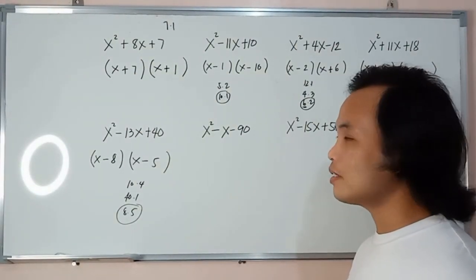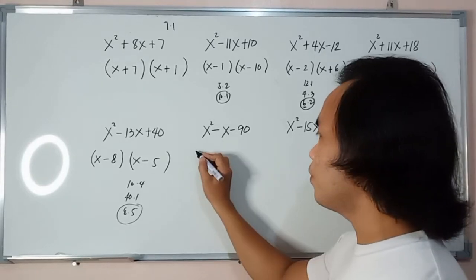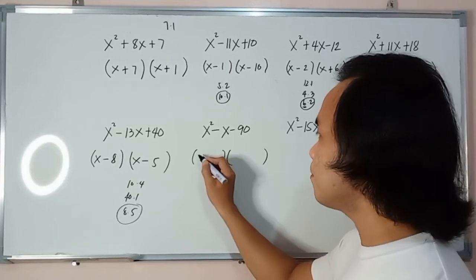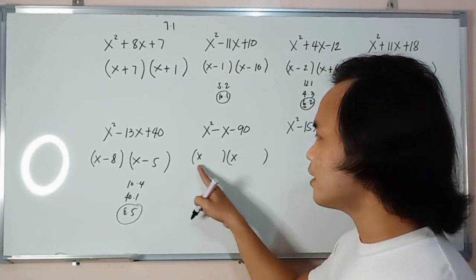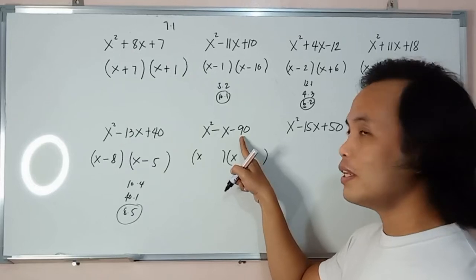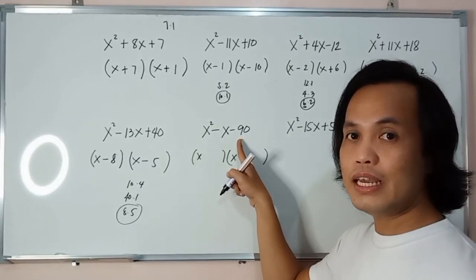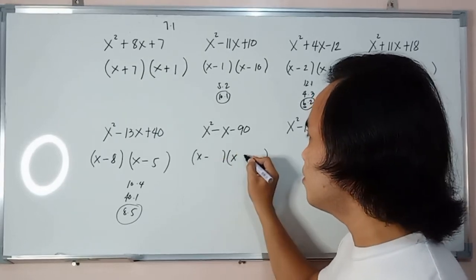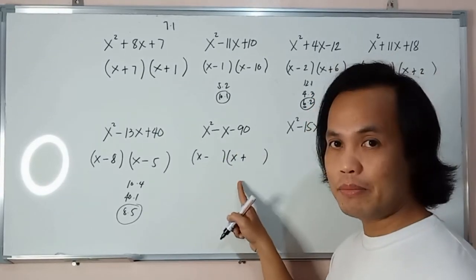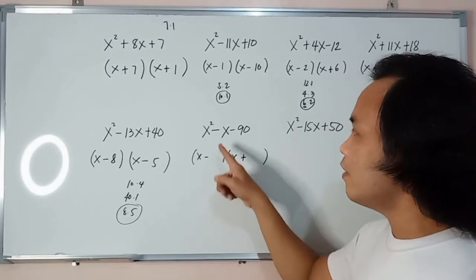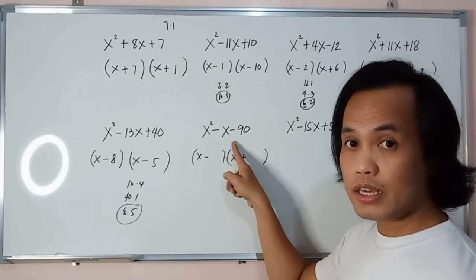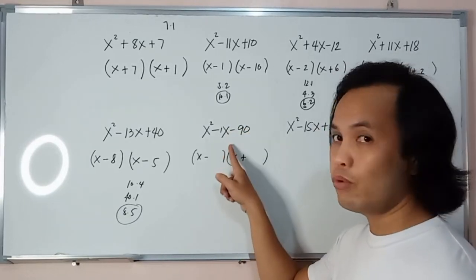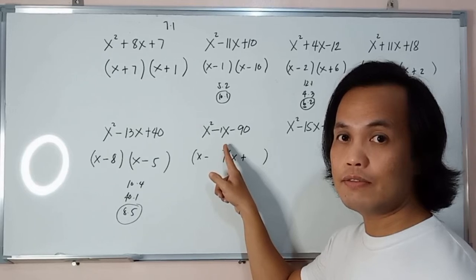x squared minus x minus 90. So the same, we have here binomials. We factor out the first term, x squared, so we have x times x. Now this time, since our last term is negative, that is negative 90, we affix the double sign plus and minus or minus plus. So we can have minus and plus, or we can have plus and minus. Now, as you can see, we have here negative x or minus x. This has an assumed coefficient of 1, so we have negative 1. Therefore, our coefficient here is negative 1.